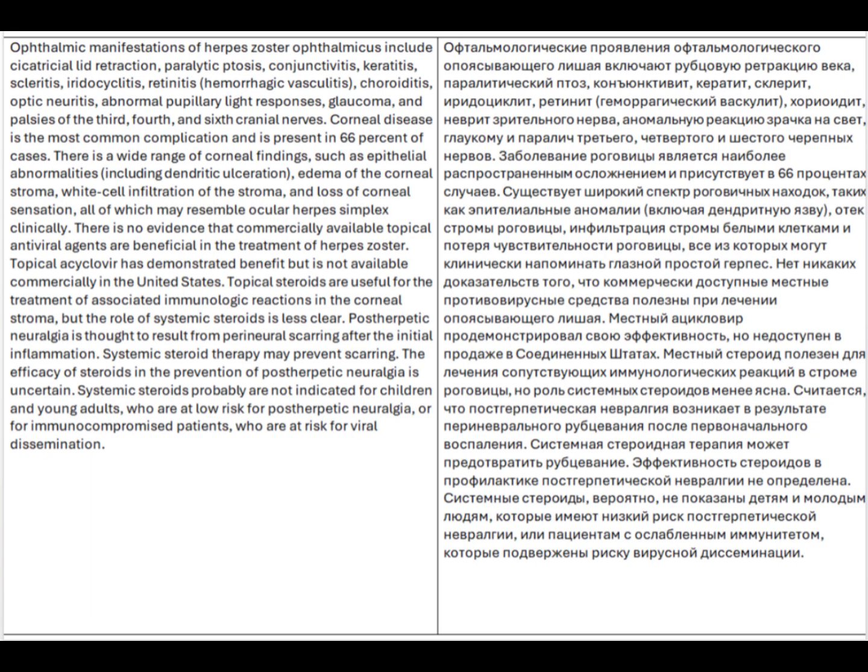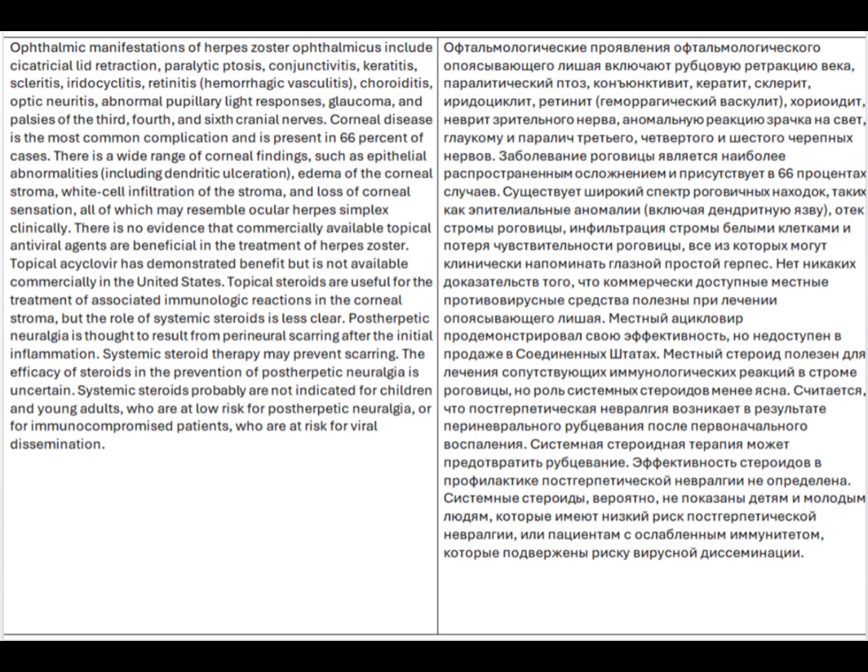Topical steroids are useful for the treatment of associated immunologic reactions in the corneal stroma, but the role of systemic steroids is less clear. Postherpetic neuralgia is thought to result from perineural scarring after the initial inflammation. Systemic steroid therapy may prevent scarring. The efficacy of steroids in the prevention of postherpetic neuralgia is uncertain.